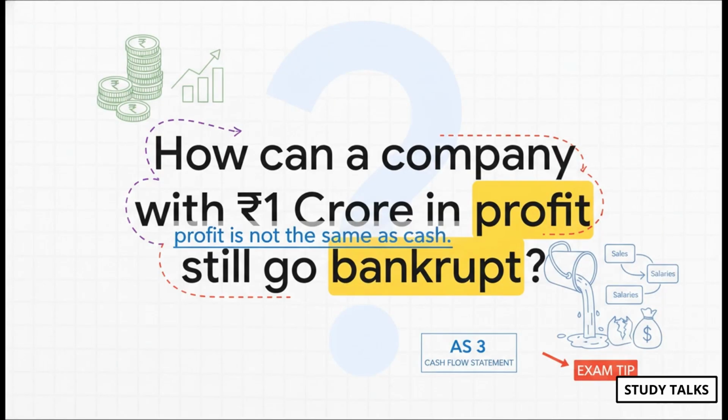Seriously, think about that. A company's profit and loss statement shows a massive 1 crore rupee profit, but they can't pay their suppliers, they can't make payroll, and eventually the whole thing just collapses. How on earth is that possible? Well, the answer lies in one simple, powerful truth. Profit is not cash. And understanding that difference, that's the entire game when it comes to AS-3.